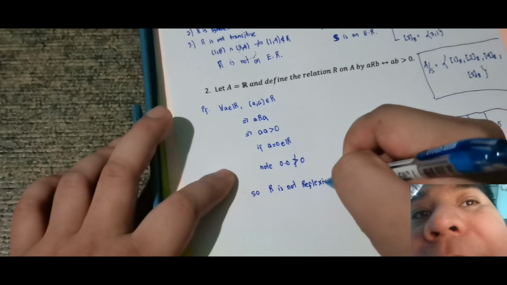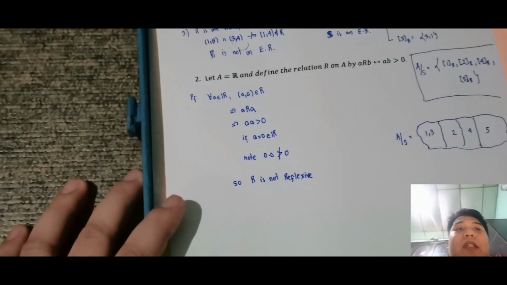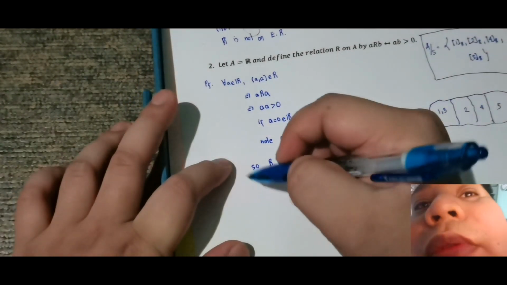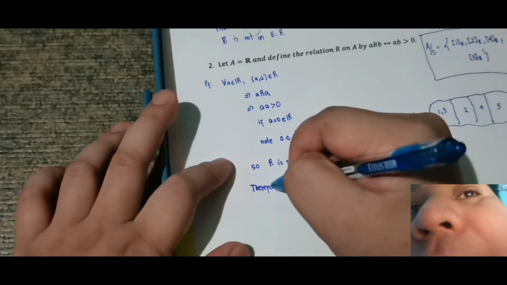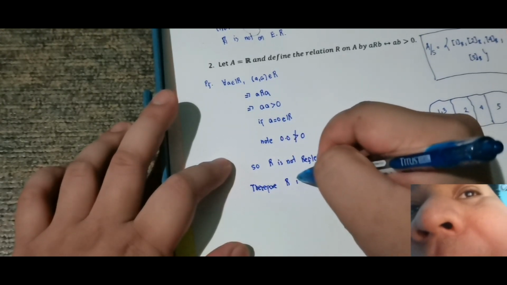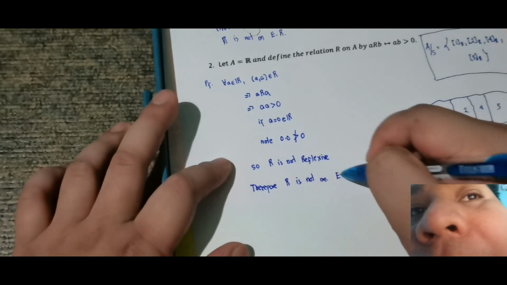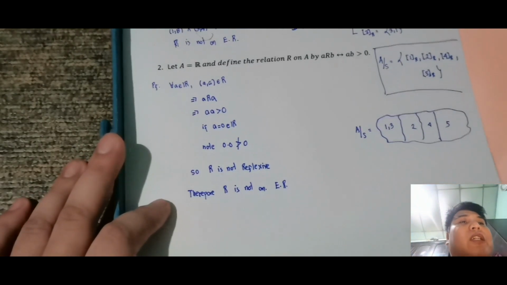So ngayon, ano sabi ni sir? Pag hindi ka reflexive, mag-check ka pa ba sa symmetric? Hindi na po. Mag-check ka pa sa transitive? Hindi na po. Wala po siyang partition, wala po ding equivalence classes. So therefore, R is not an equivalence relation. Okay, so no need to show done kasi hindi nga siya ER.